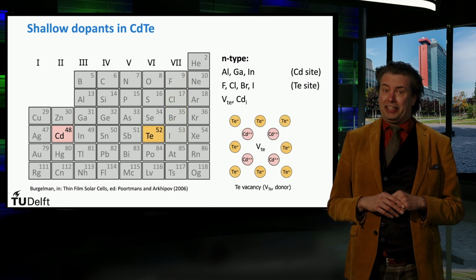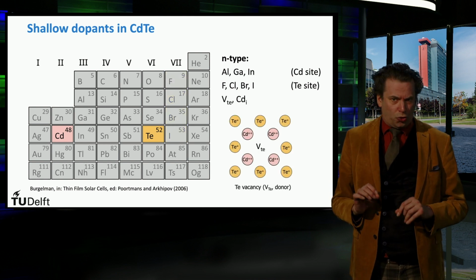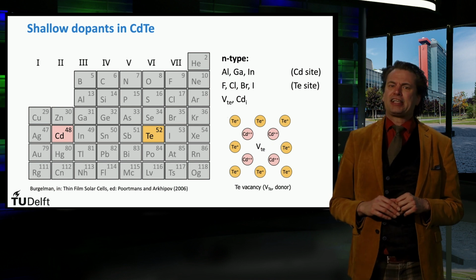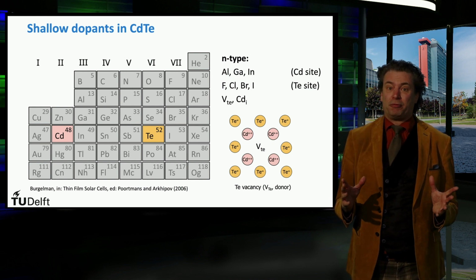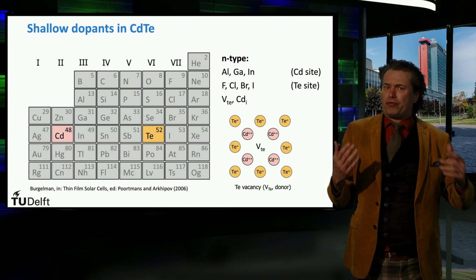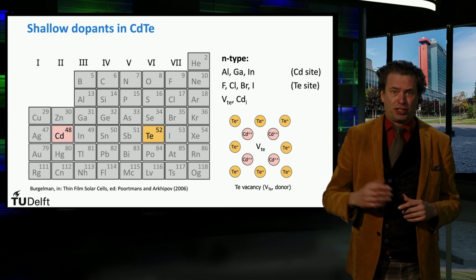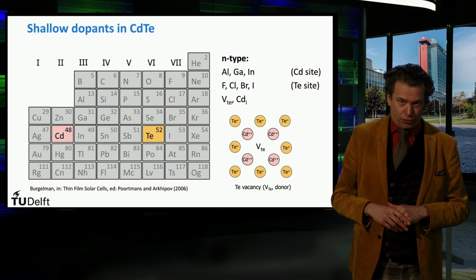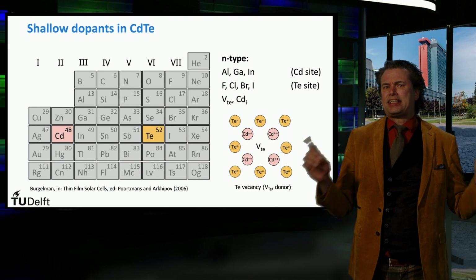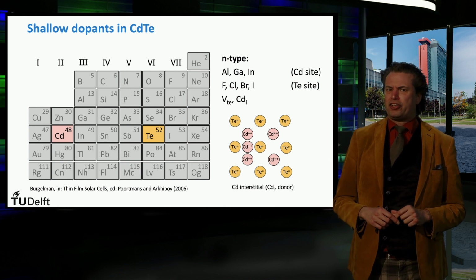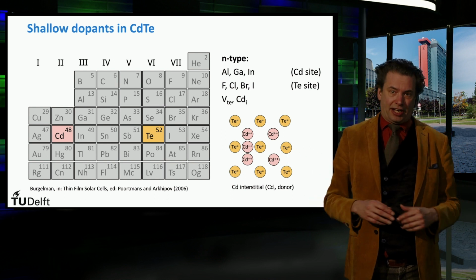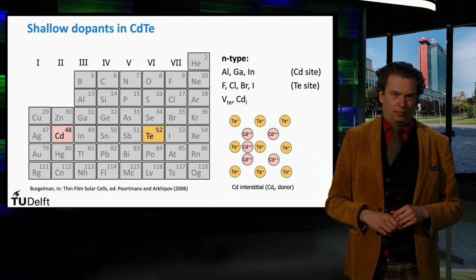Finally, intrinsic defects in the material also contribute to the conductivity type. A tellurium vacancy, that's when a tellurium atom is missing, will for instance result in more free electrons in the material, as a tellurium atom would accept 2 free electrons. This same reasoning holds for an interstitial cadmium atom, which will release 2 extra valence electrons when ionized.